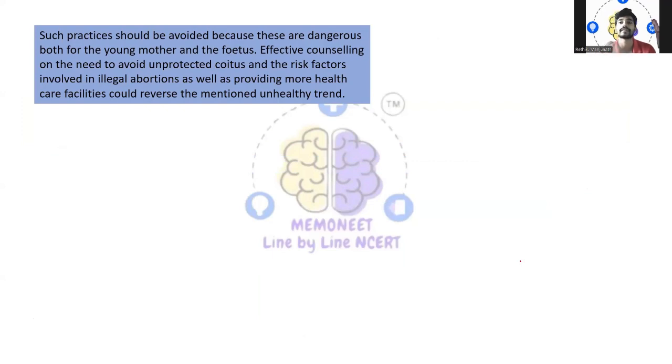Such practices should never be encouraged because they are very dangerous both for the mother as well as the infant, that is, the baby, the fetus. So effective counseling is needed to avoid unprotected coitus, that is, unprotected sex, and the risk factors involving illegal abortions. Providing more health care facilities could also reverse the mentioned unhealthy trend. These are the basic things that one should keep in mind.